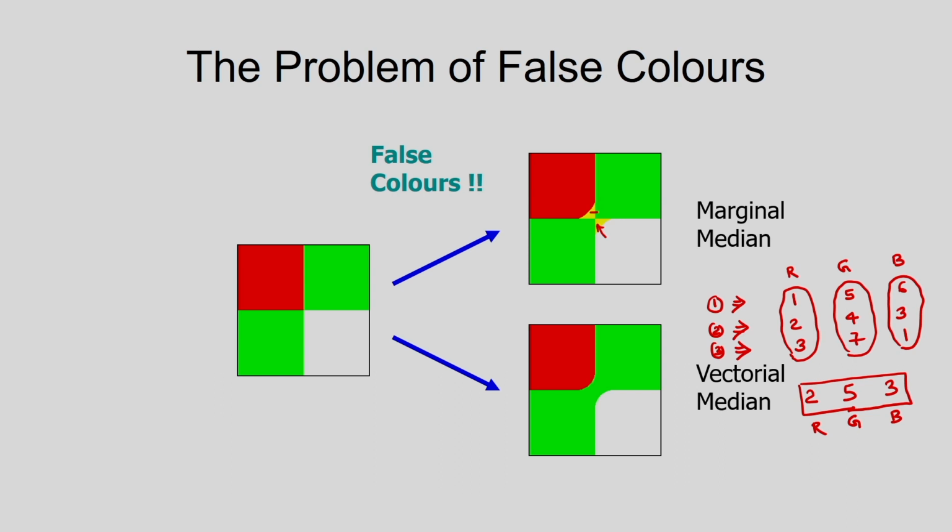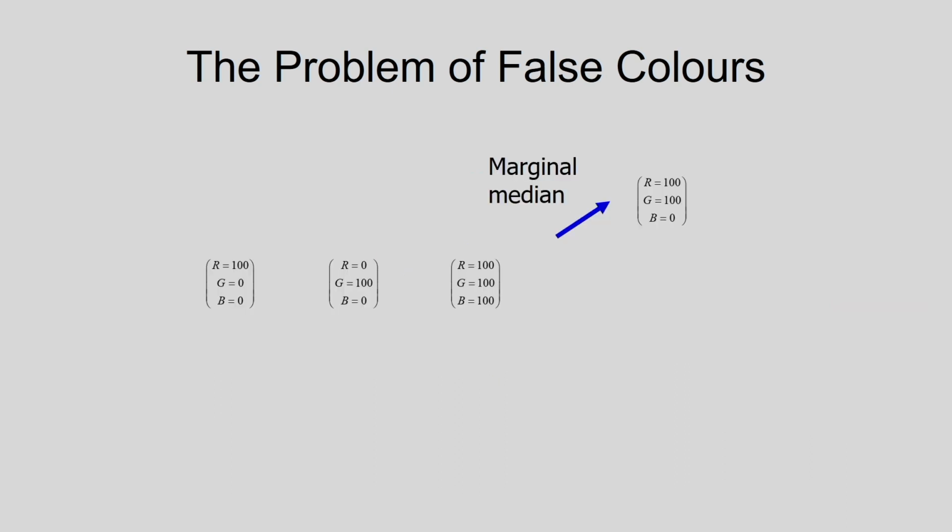And that is the false color, that is where the color distortions take place. I am showing the same example again. So I am considering 3 pixels. The first pixel is this, the value is R 100, 0, 0. The second is 0, 100, 0. The third one is 100, 100, 100.